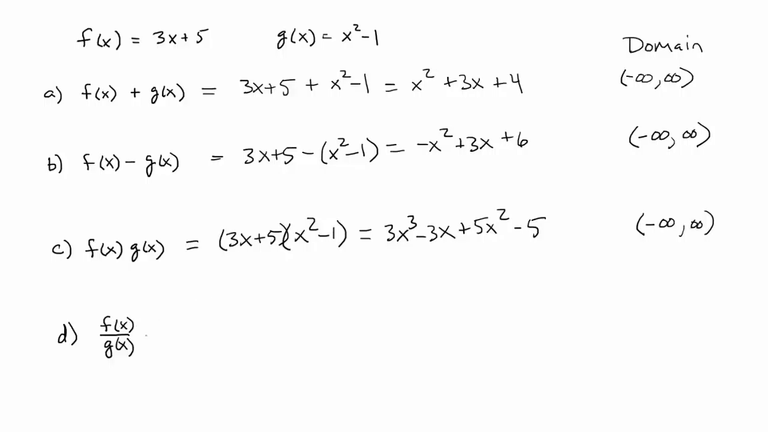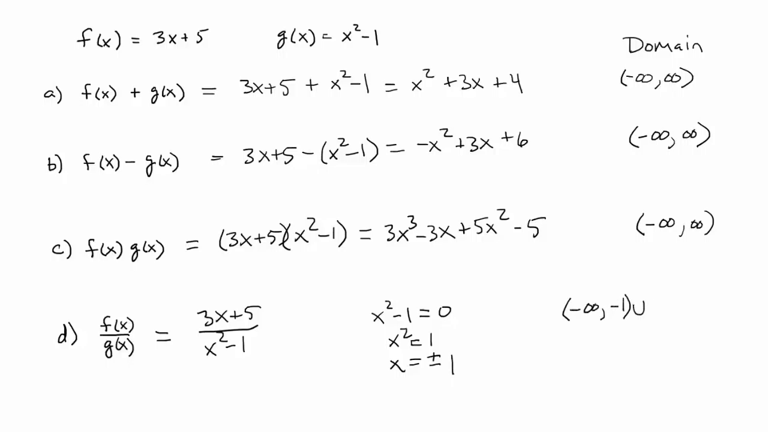And now for f of x divided by g of x, this is equal to 3x plus 5 divided by x squared minus 1. So now we have a rational function. In our rational function, the domain is everywhere except for the x values that make the denominator equal to 0. And if we set x squared minus 1 equal to 0 and solve, we get x is equal to plus and minus 1. So our domain is negative infinity to negative 1 union negative 1 to 1 union 1 to infinity.